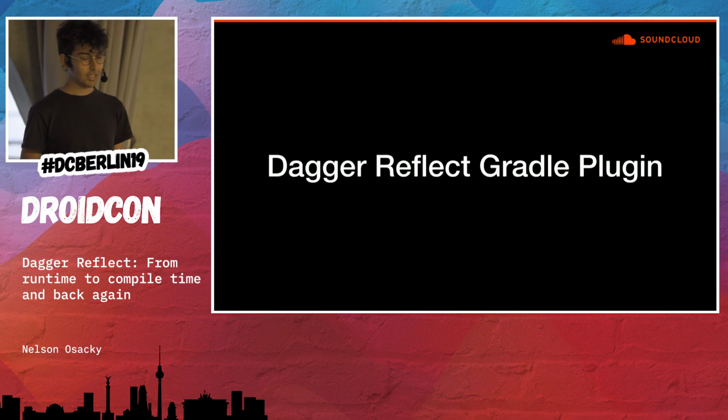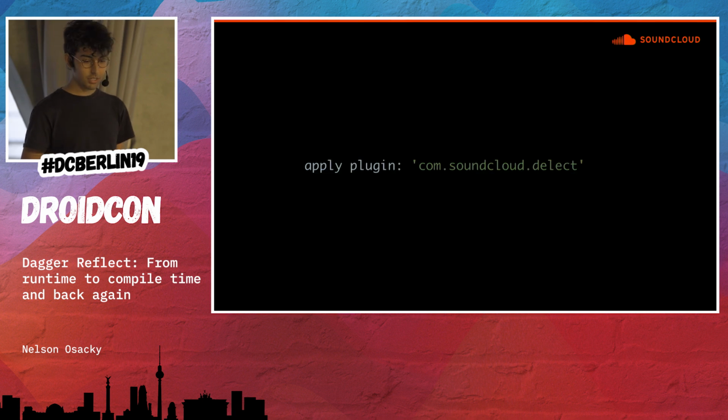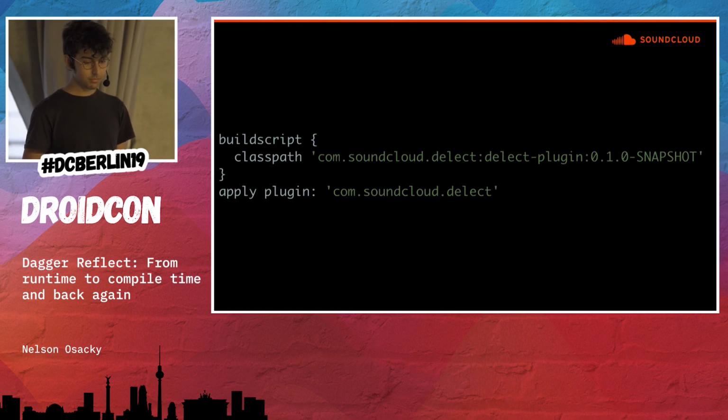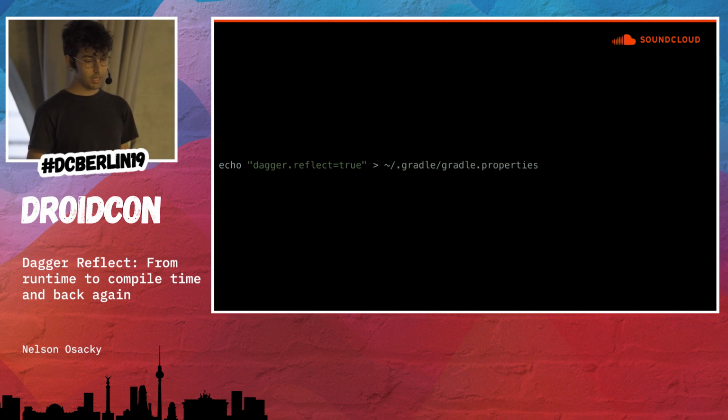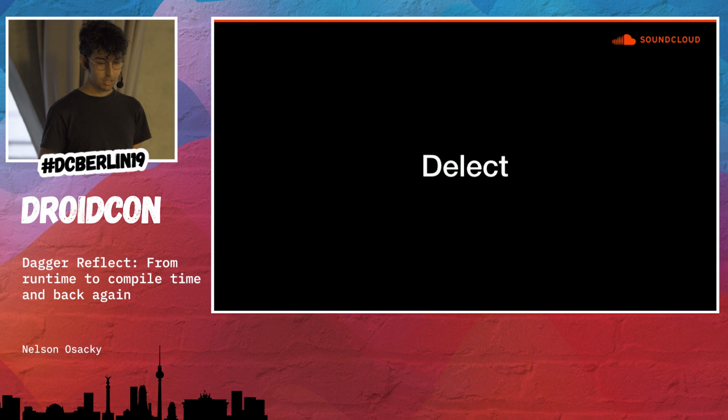Delect is the Dagger Reflect Gradle plugin, and it does all that magic for you. All you have to do is apply it to your build, just like so, and magically all your dependencies will be swapped from Dagger to Dagger Reflect. And the way you control it is by adding a Gradle property, which you can simply add to your build. So that's how we use Dagger Reflect at Soundcloud.